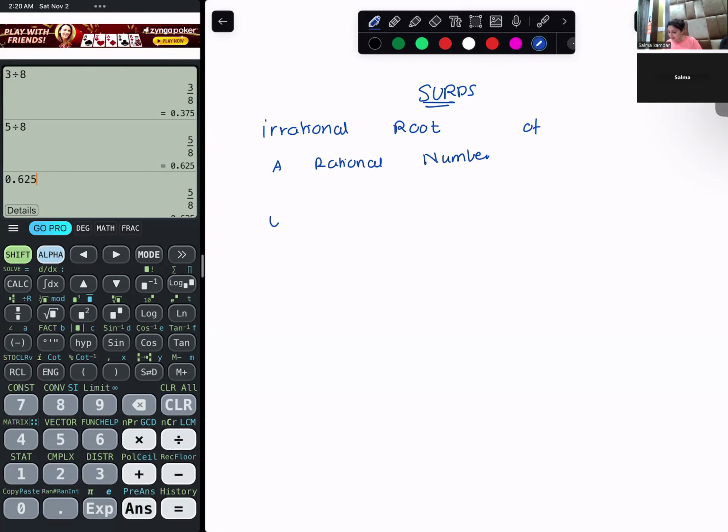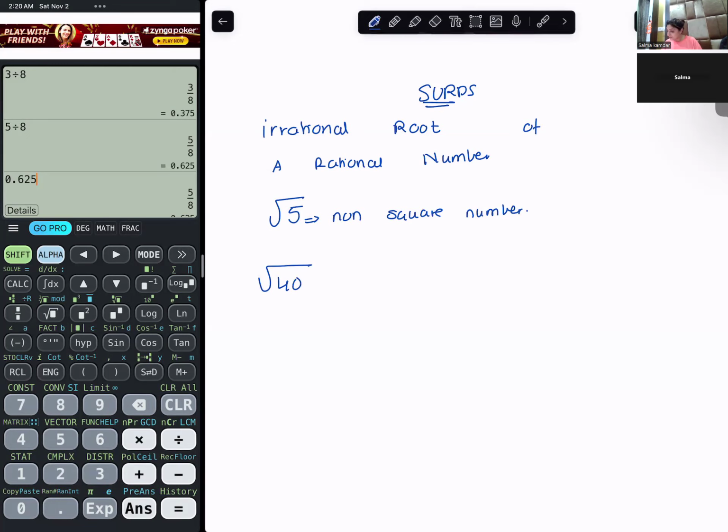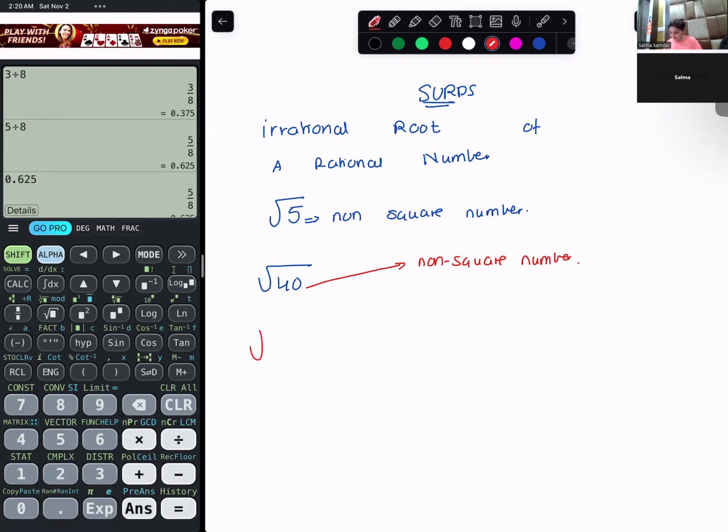So when I say root 5, the number inside is a non-square number, so it is a surd. Okay. Another example is root 40. The number inside, which number is this? This is a non-square number. So if it is a non-square number, it is a surd. If I say root 27, is 27 a square number or a non-square number? 27 is a non-square number, so it is a surd.